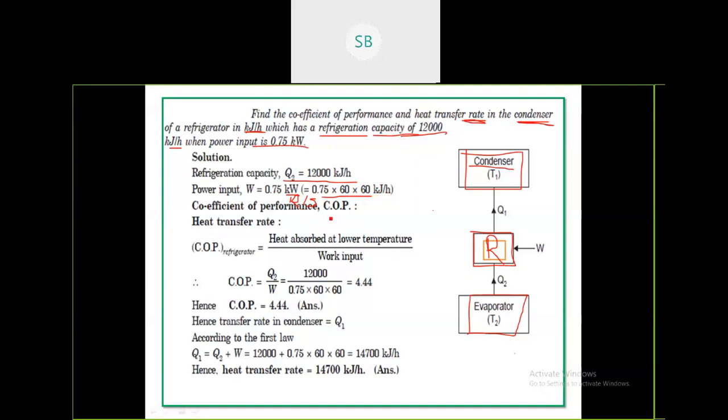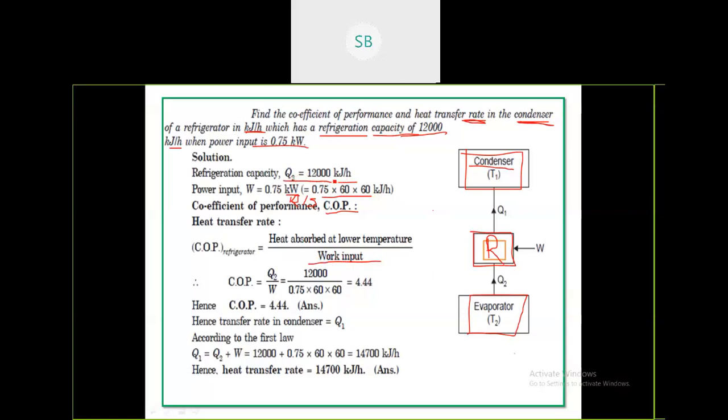Now the first thing we have to find out is the COP. COP of refrigeration is the desired effect upon work input. What is the desired effect? Whatever heat is absorbed at the lower temperature, that is, by the evaporator, that is the desired effect, upon work input.